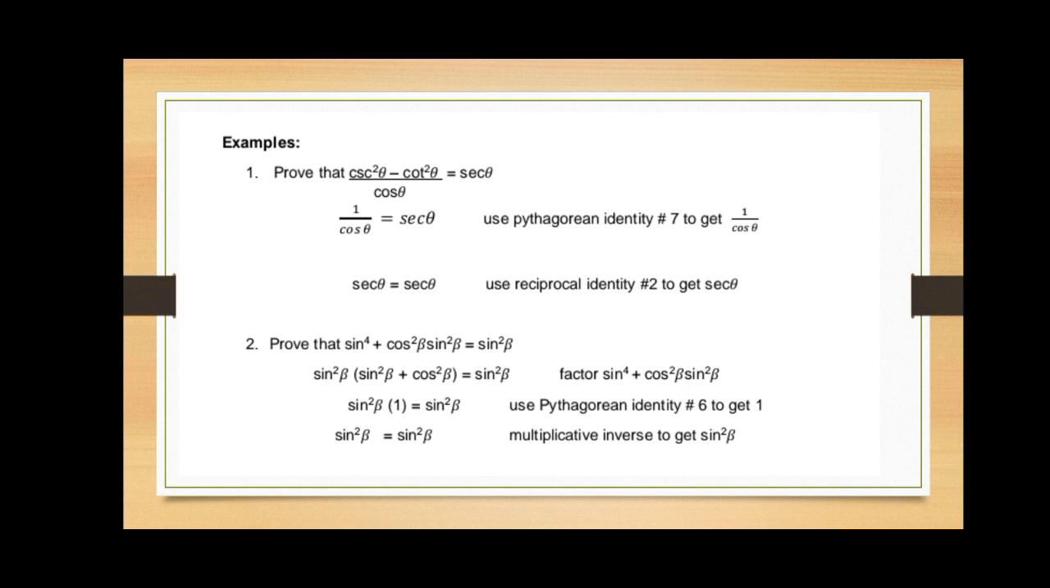Use Pythagorean identity number 6 to get 1. So sine squared b times 1 is equal to sine squared b, which is equal to sine squared b. So use the multiplicative inverse to get sine squared b.